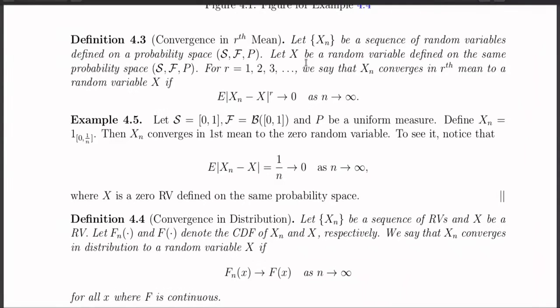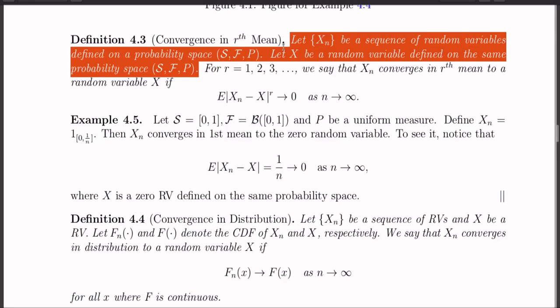In this lecture, we are going to see two other modes of convergence. The first one is convergence in Rth mean, and the second one is convergence in distribution. So, what is the Rth mean convergence? Again, the setup is as before: all the random variables concerned are defined on the same probability space (S, F, P).